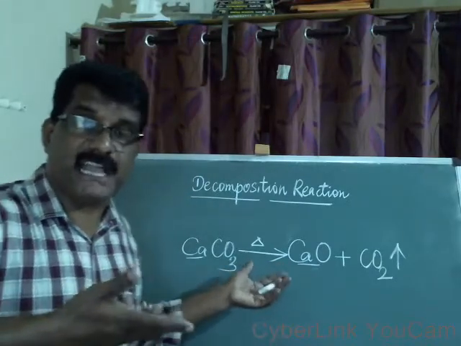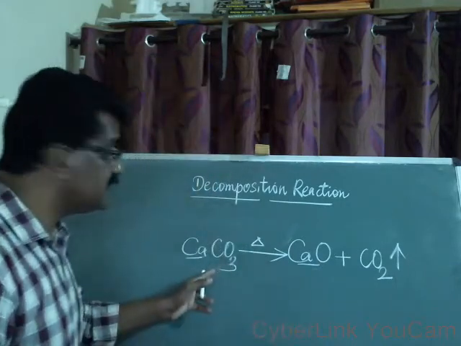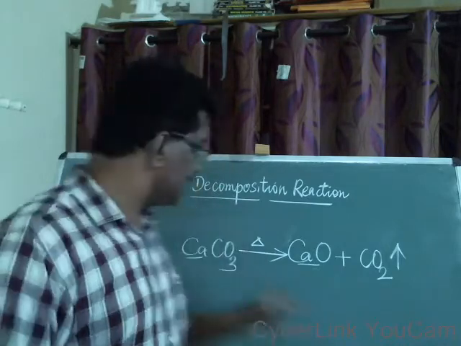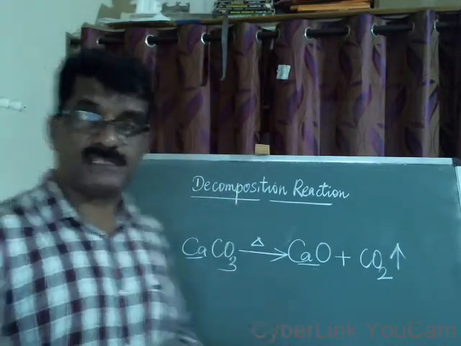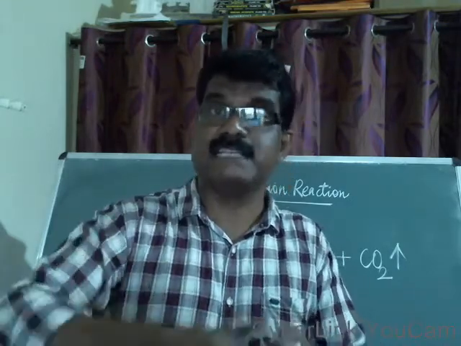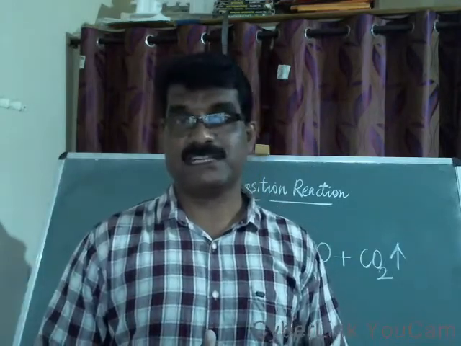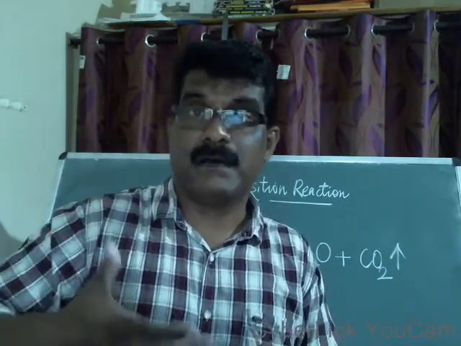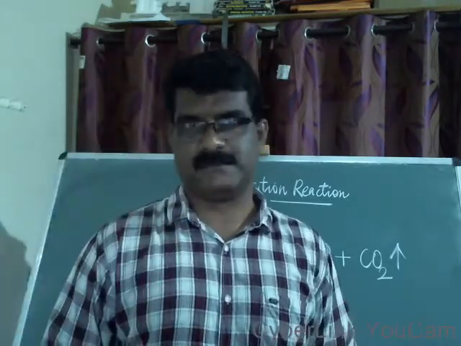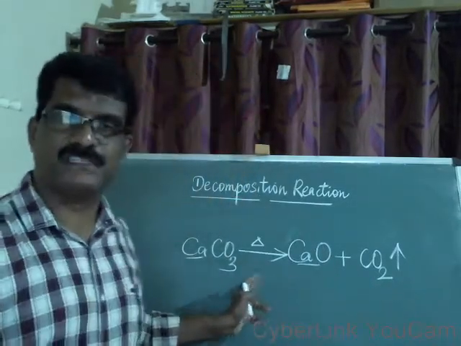This decomposition reaction took place because of the application of heat. Therefore, this is also an example of a thermal decomposition reaction. This reaction is very important because calcium carbonate, when decomposed, produces calcium oxide, and this calcium oxide is used in the production of cement. Okay, calcium oxide or calcium carbonate are used in the cement industries for the production of cement. So this is another example of a decomposition reaction.